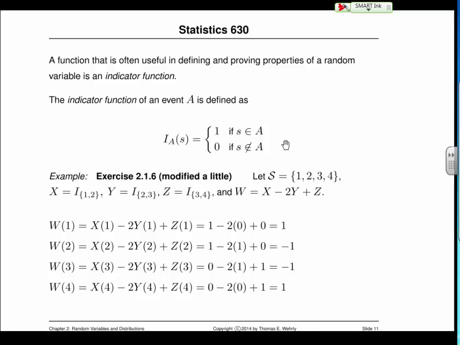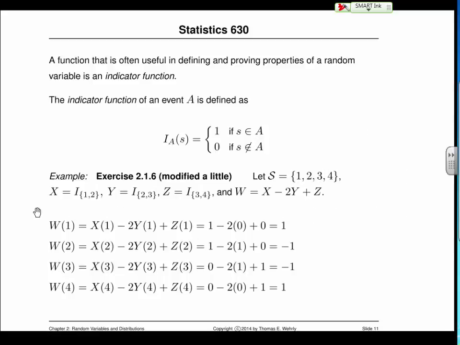So let's, I've given you a homework problem kind of like this, and I've modified one of the problems a little bit. Let's let S be 1, 2, 3, 4, the sequence. And I'll define different indicator functions. So X is going to be the indicator of the set {1, 2}. Y is the indicator of the set {2, 3}. Z is the indicator of the set {3, 4}. And then I can let W be a linear combination of these. So to evaluate W, I need to evaluate X, Y, and Z at each possible value.